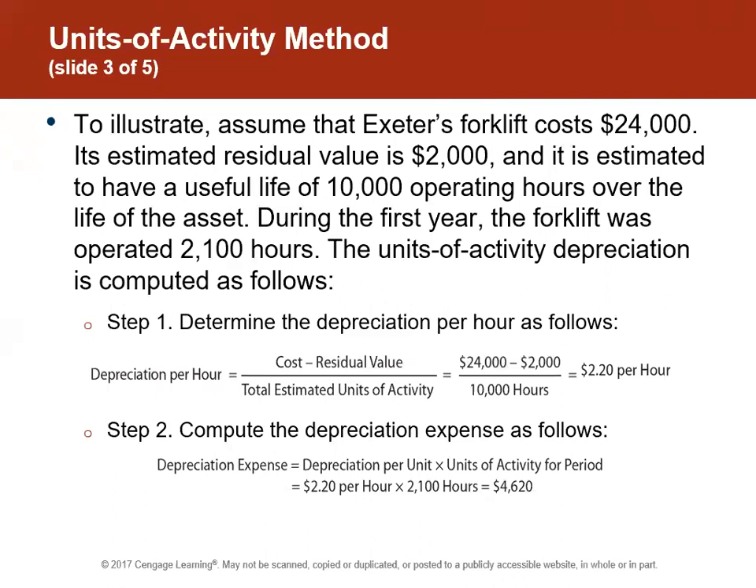First year, we used it for 2,100 hours. So 2,100 hours times $2.20. In the first year, we're going to recognize depreciation of $4,620. So with units of activity, it could be different every year.